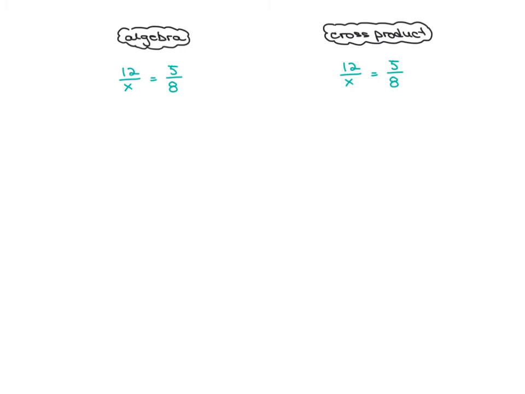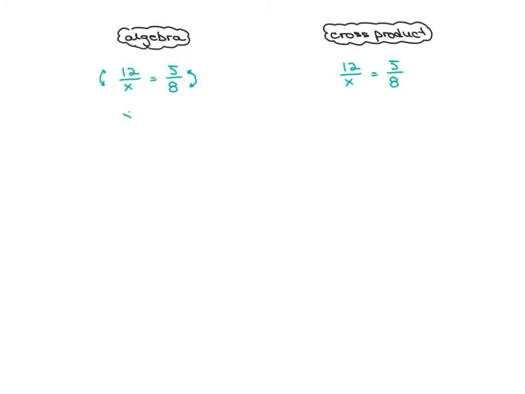Instead, let's start with algebra. The first thing that's causing me a little bit of concern is the fact that my variable is in the denominator. So 12 is being divided by x. So how do I undo that? Because I can do anything to this equation as long as I do it to both sides, I'm going to start by taking the reciprocal of both sides of the equation, of the proportion.